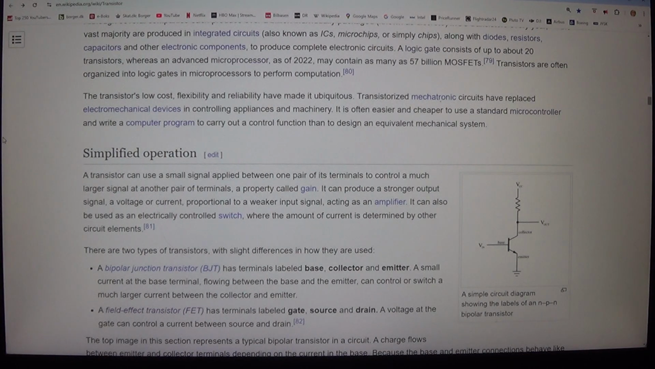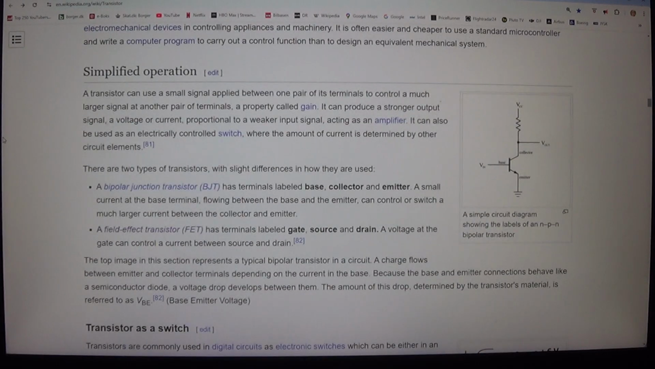Transistorized mechatronic circuits have replaced electromechanical devices in controlling appliances and machinery. It is often easier and cheaper to use a standard microcontroller and write a computer program to carry out a control function than to design an equivalent mechanical system.